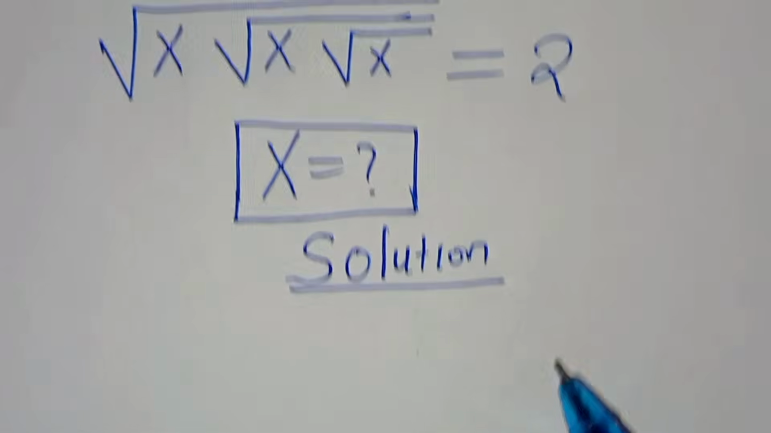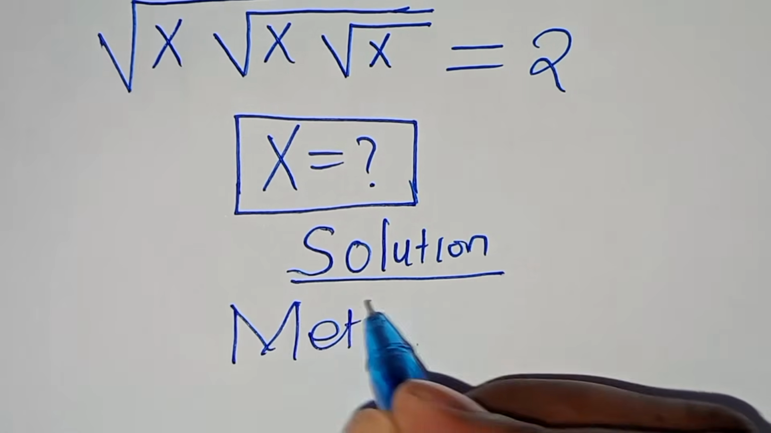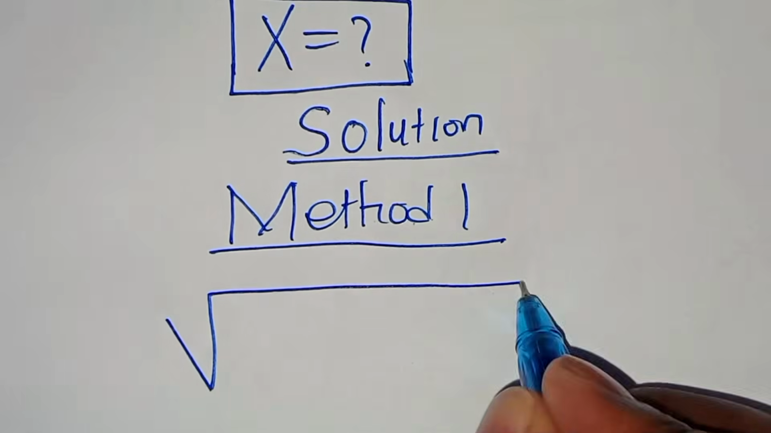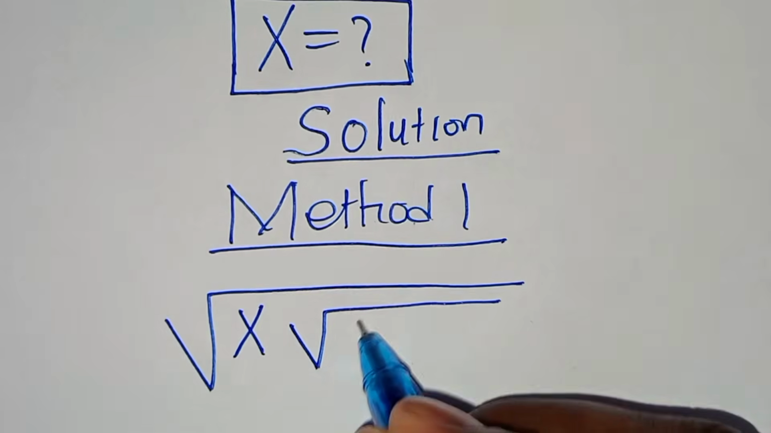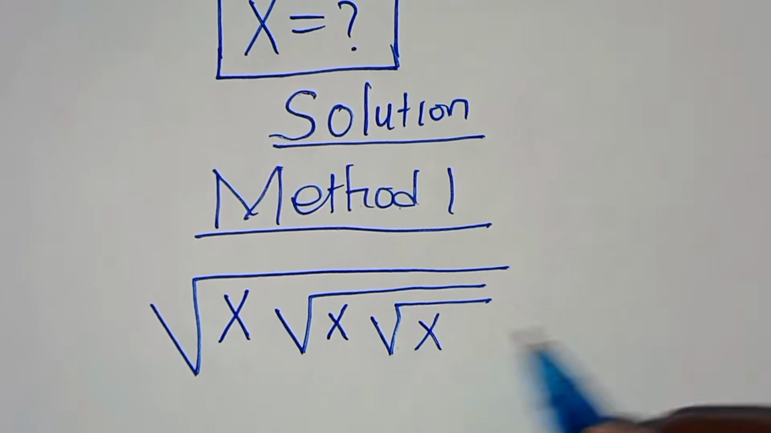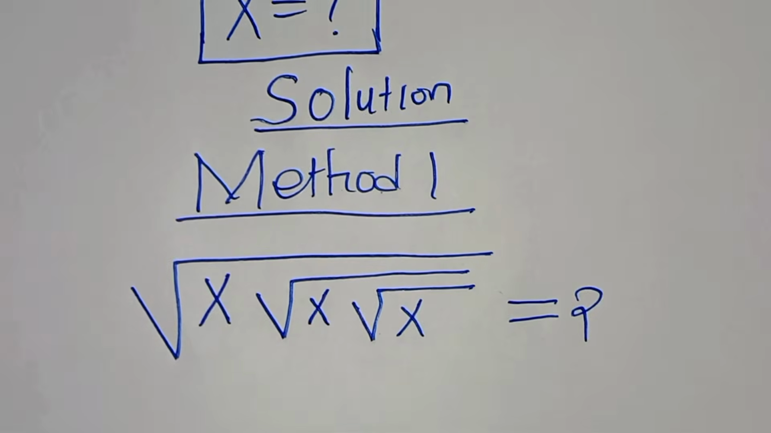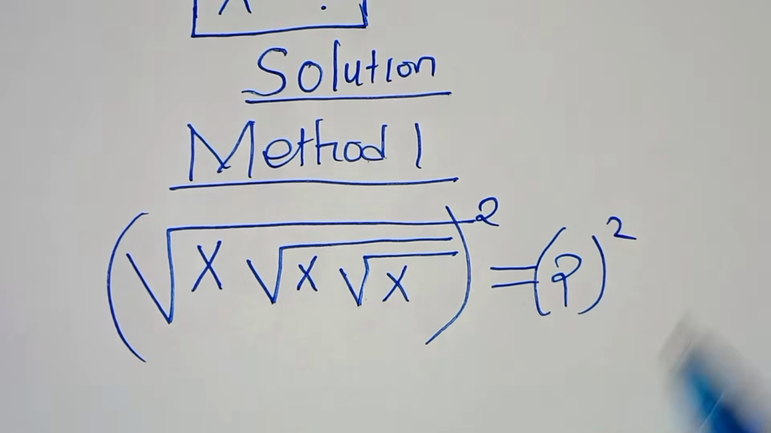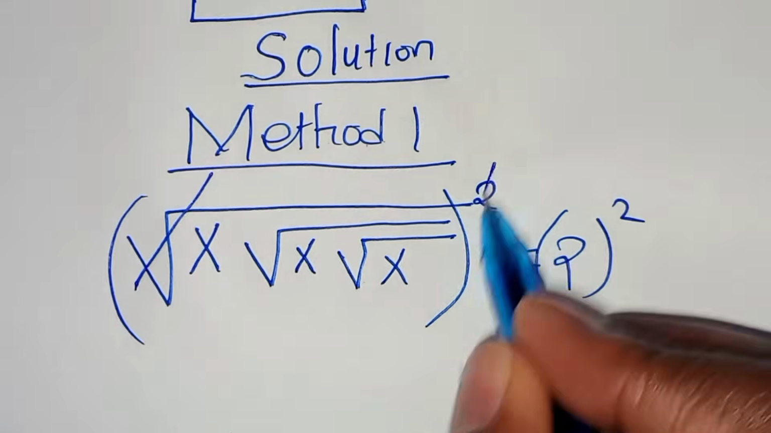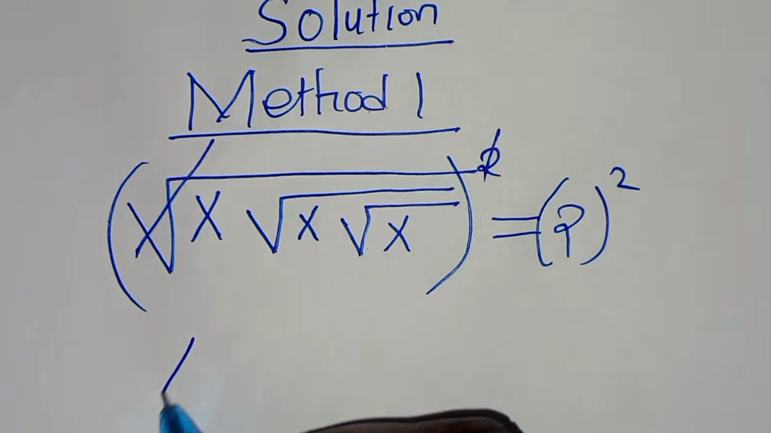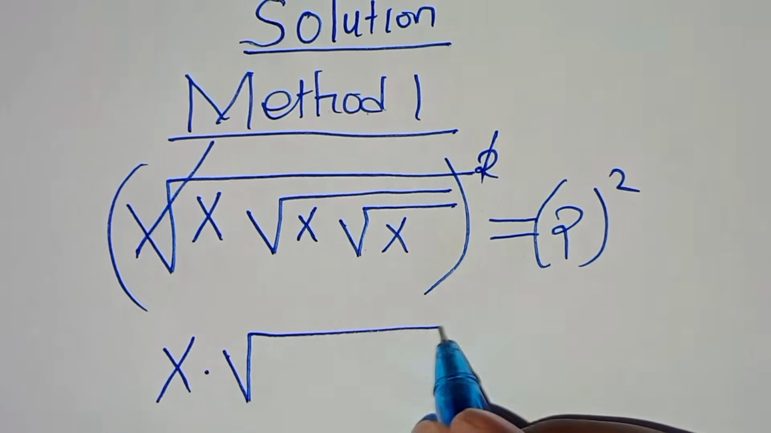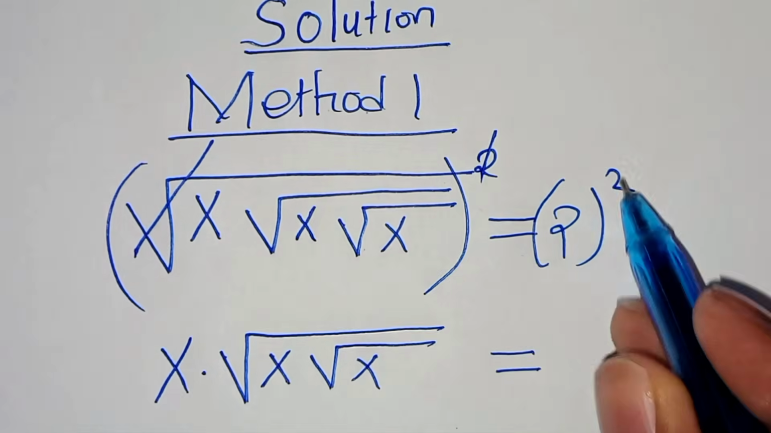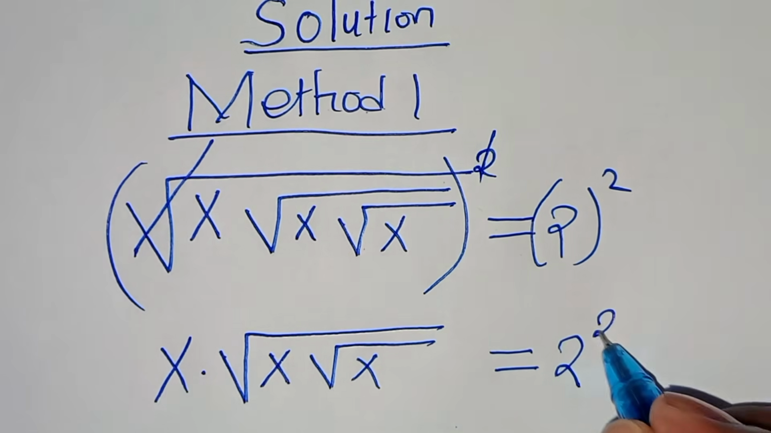We're going to solve by applying two methods here. Let's start with method 1. So we have the square root of x times square root of x times square root of x, which is equal to 2. The first step is to square both sides, so that we eliminate the first square root sign, and this means we have x multiplied by square root of x times square root of x, equal to 2 to the power of 2.